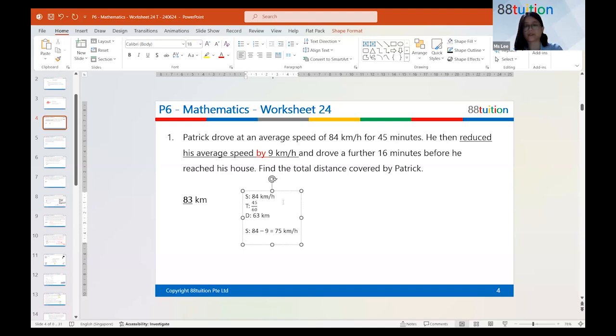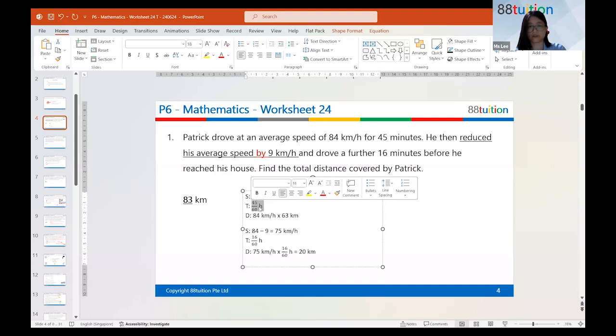Then you see, and drove a further 16 minutes. So your new time is 16 minutes. Same thing, we take 16, and you get 20 kilometer. I'll write it up for you so that you can revise it where you need to.